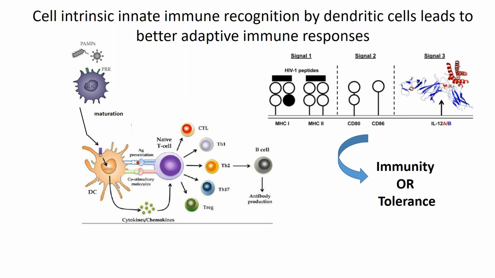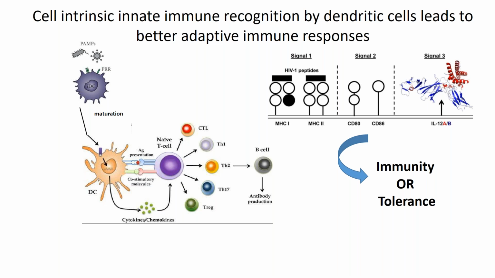So now I will change gears a little bit and talk about the importance of dendritic cells in shaping the adaptive immune responses. As we all know, dendritic cells play a very critical role in providing either protective immunity or tolerance. And the development of these two outcomes depends on the three signals which are presented to the naive T cells by dendritic cells.